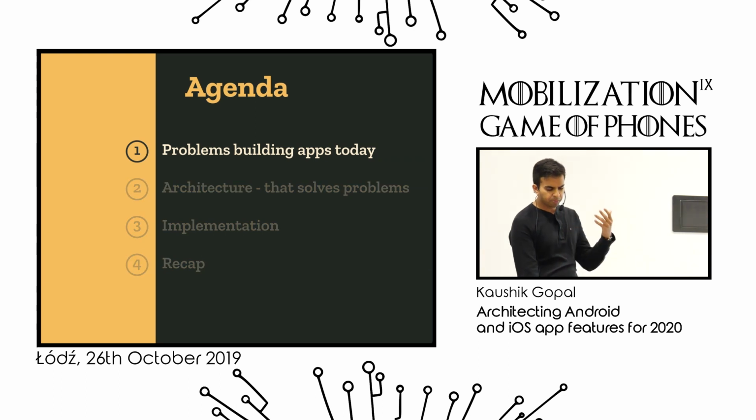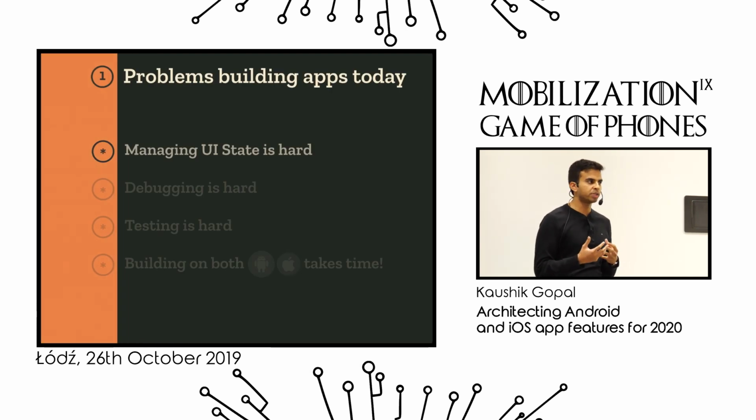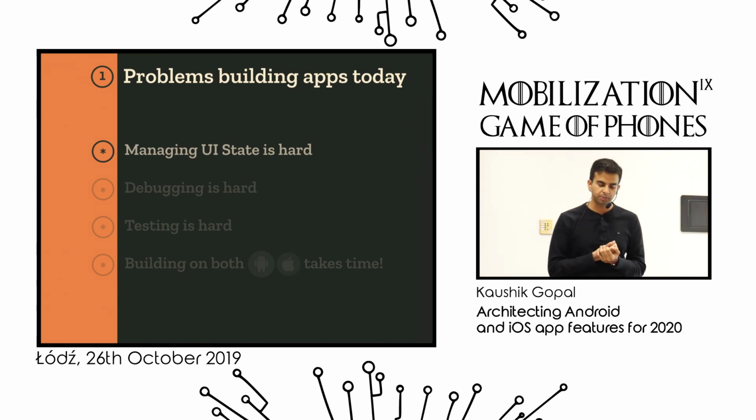All right, so what are some of the problems that we see today on both Android and iOS? I think in the end, what we do is we take state, we take data, and we just morph it to show it in front of a bunch of pixels. Managing UI state in the end is the most important thing that we do as app developers.